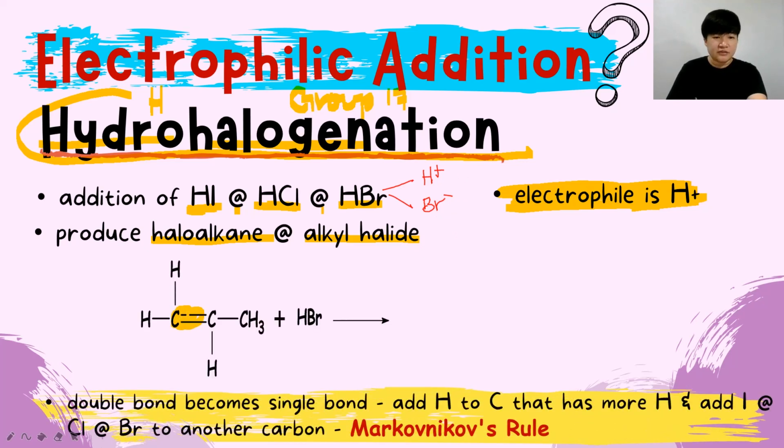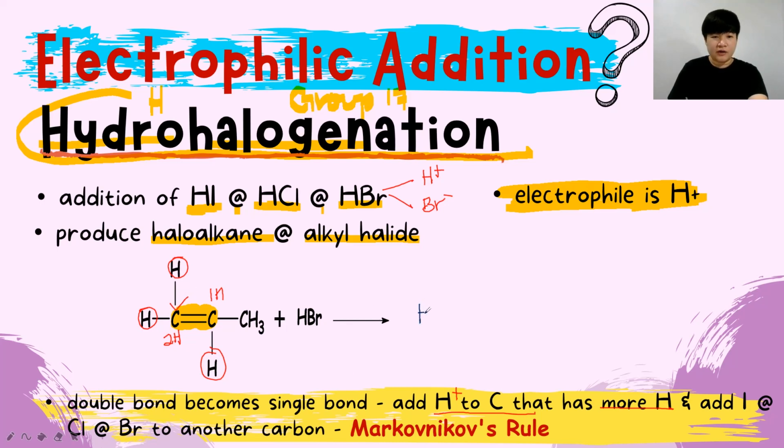Same thing, we are still focused on your carbon-carbon double bond. Check the number of hydrogen that you have on the left carbon. So you have 2 hydrogen over here. On the right carbon, you only have 1 hydrogen. So who has more hydrogen? Because you can only add in the electrophile H+ to the carbon that has more hydrogen. So this has more hydrogen.